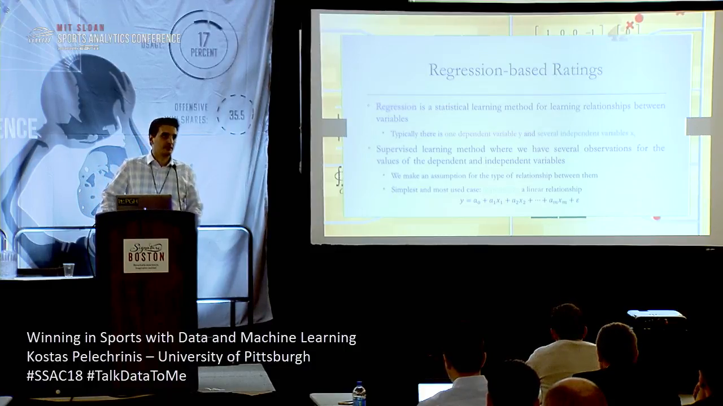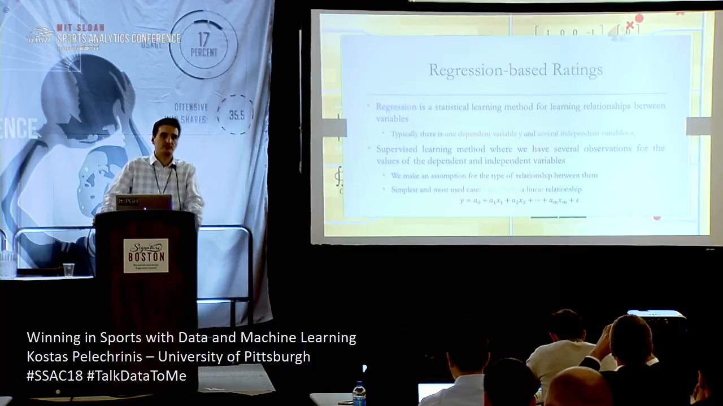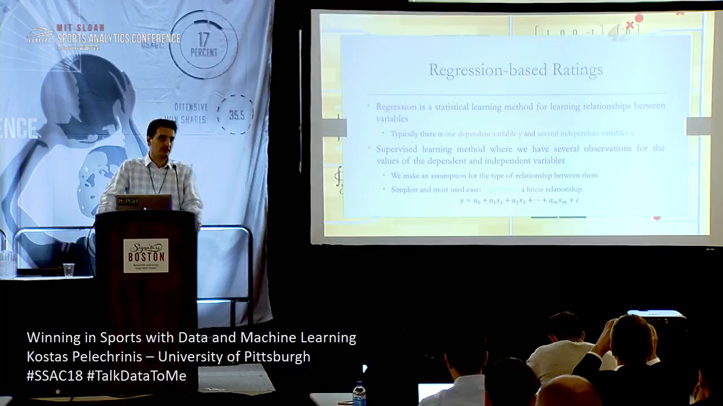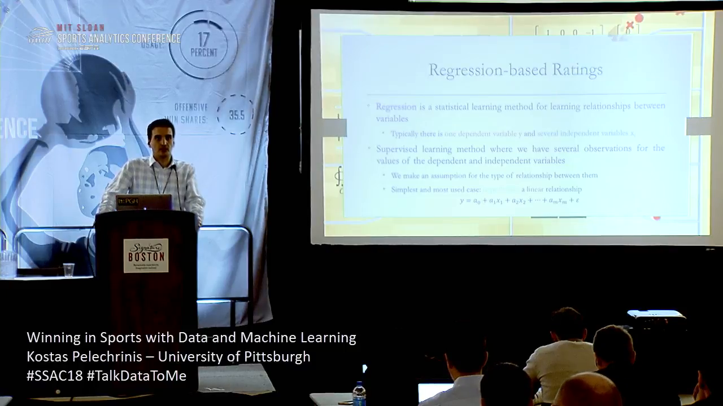Our example for regression will be how you can rate teams with a regression method. To discuss what regression is: regression is a statistical technique that aims at identifying relationships between multiple variables. Typically you have one variable whose value you are interested in, a dependent variable that you want to predict, for example, and you have a set of independent variables that you believe impact the value of this dependent variable.